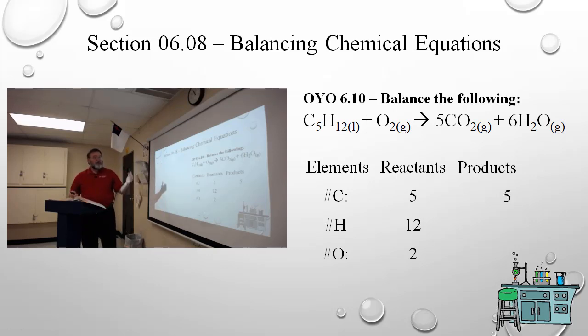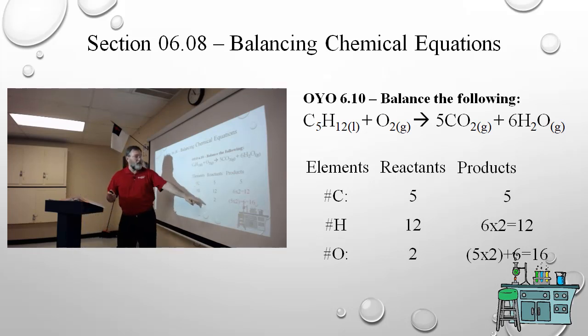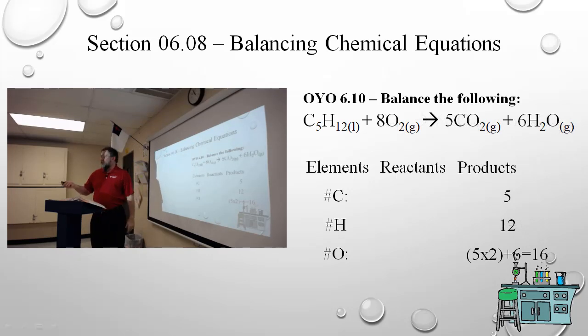So we go through the counts. There's 5, 12, and 16. We need more what? We need more oxygen. We need to have 16 total. And to have 16 total, we need 8 sets of 2. Okay? 8 sets of 2.